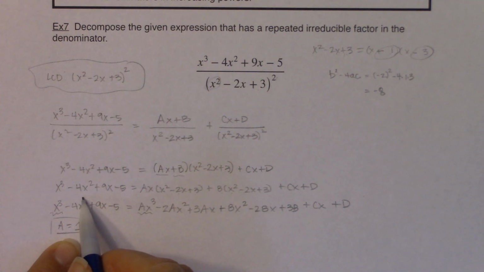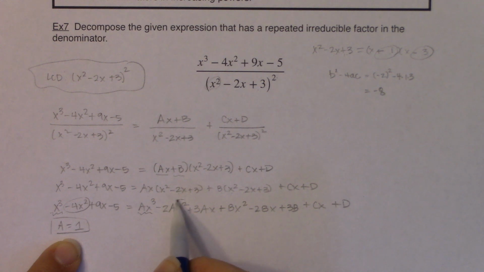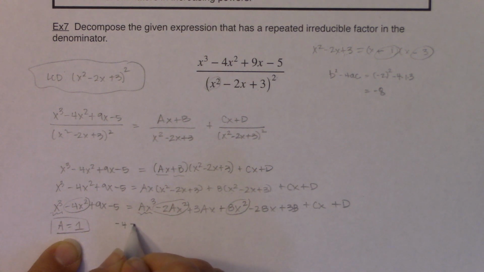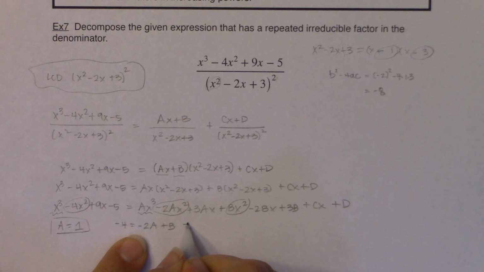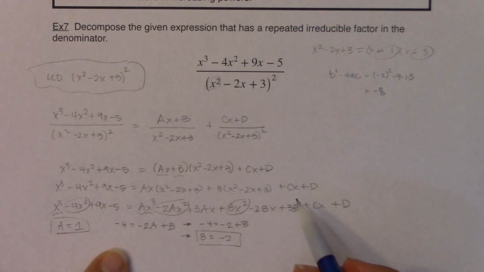Let's look at the squared terms. I've got negative 4x squared. Here's an x squared term. Here's an x squared term. So if I take a look at that equation, I have negative 4 equaling negative 2a plus b. But the nice thing about that is I already know what a is equal to. So let me substitute that in. So I'll have negative 4 equaling negative 2 plus b. Well, if I move the 2 over, that gets me to b is negative 2. Okay, so this is going relatively quickly, lining them up.